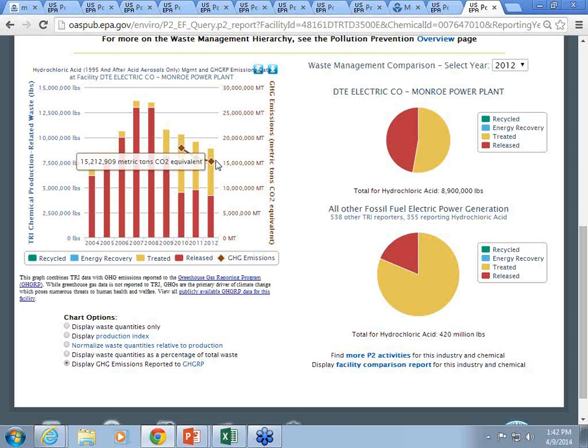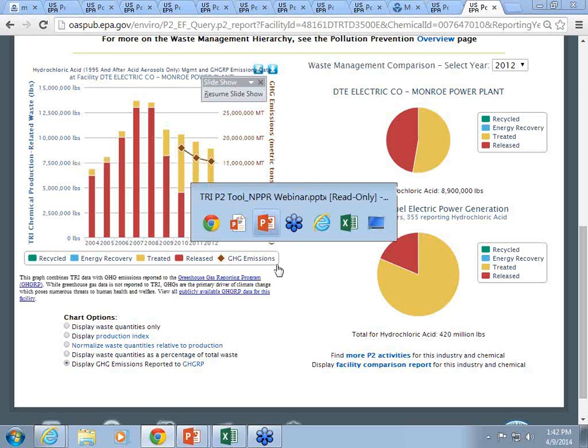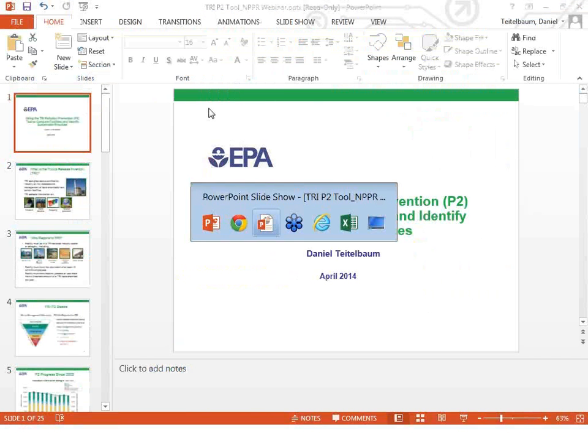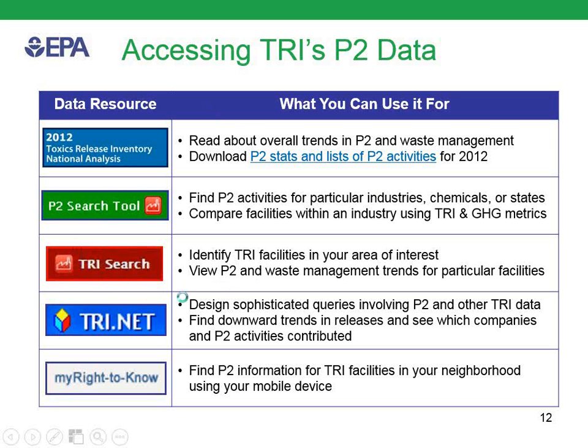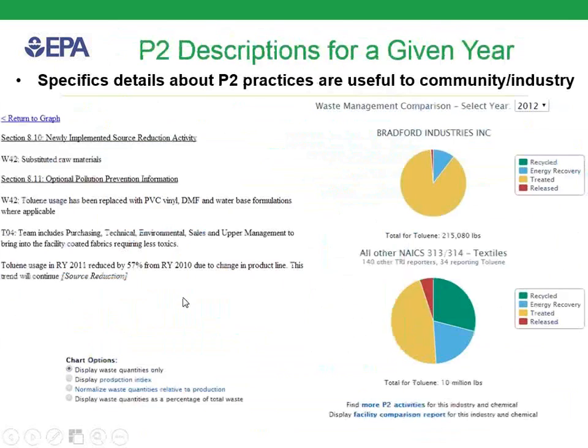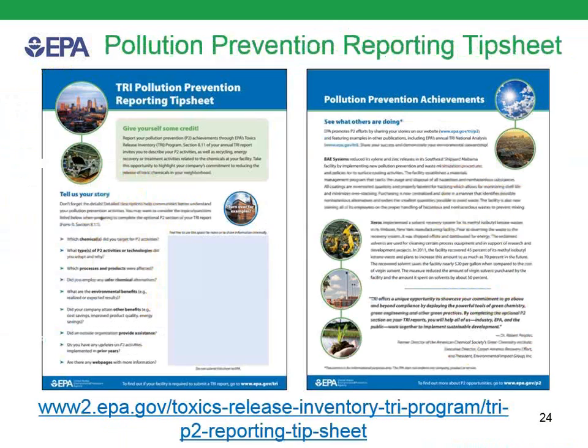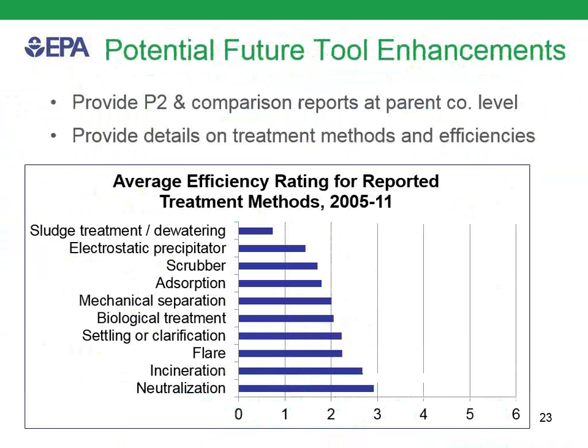So if there's time and interest, I can show more things with the P2 tool or other tools that could help you get TRI answers. These are just the same screens I just went through. But lastly, this is where we're at now with developing this tool. We're still interested in suggestions for what other information might be helpful. So a couple things we're thinking now is, instead of just providing the information at the level of facilities, we could provide the reports or the comparisons at the level of parent companies.